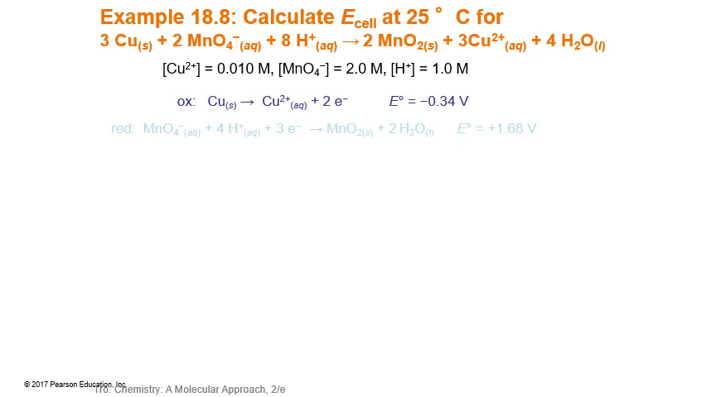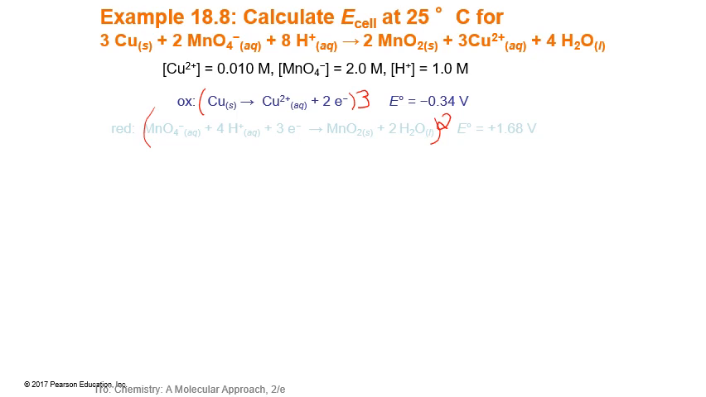Now, how do we end up with our overall reaction that we already have written up above? Well, we need to make sure that our electrons balance. So in order to make sure our electrons balance, we're going to have to multiply our copper half reaction by 3 and our permanganate half reaction by 2 so that our electrons will cancel and equal our overall chemical reaction.